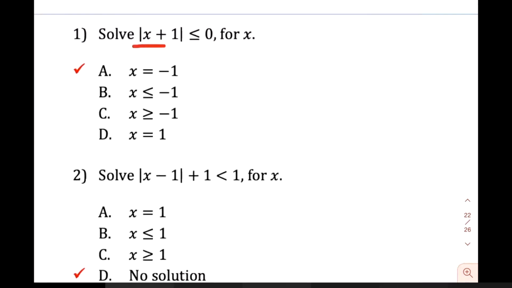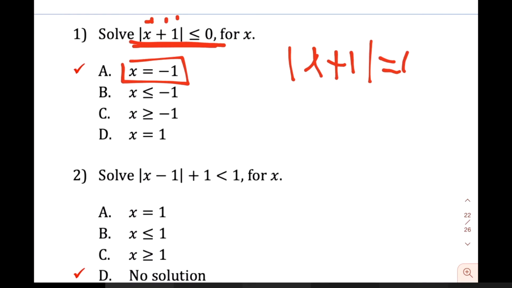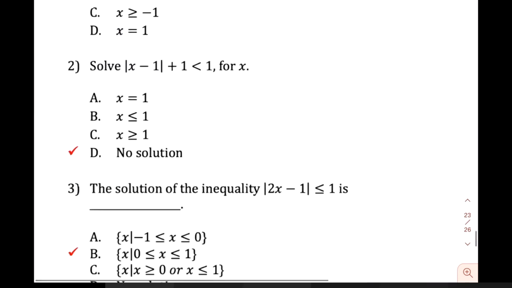Absolute value of something less or equal than 0. The only solution is equal 0. And that's why x equal negative 1 is the solution. Because negative 1 plus 1 equals 0. You cannot have absolute value negative. So the only thing you have to think about is absolute value of x plus 1 equals 0. Just think about this, because you cannot have it less than 0. And that's why you get this answer only, which makes it 0. And we are done. You don't need to waste your time.